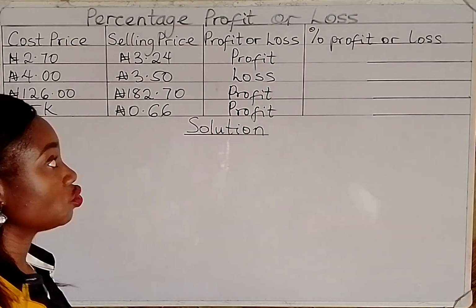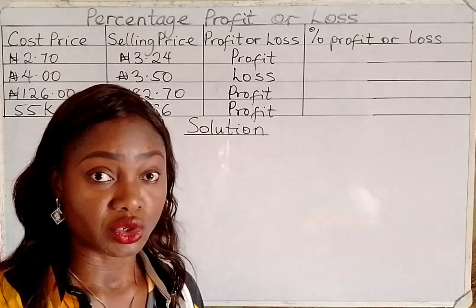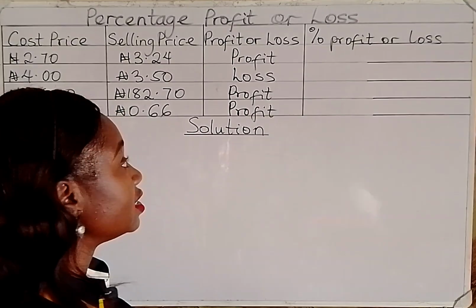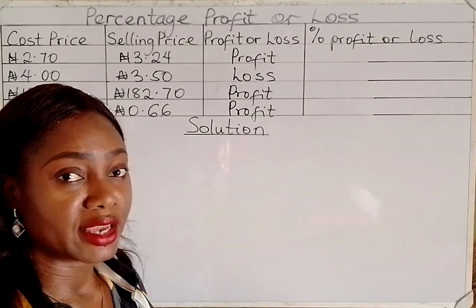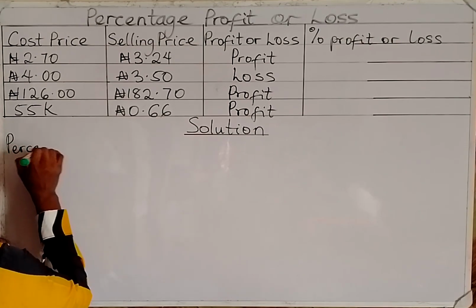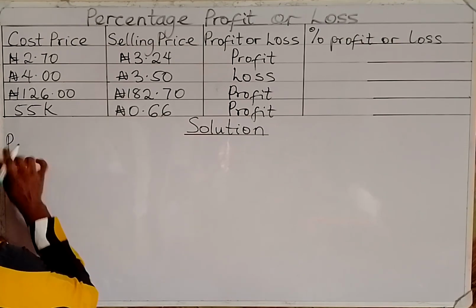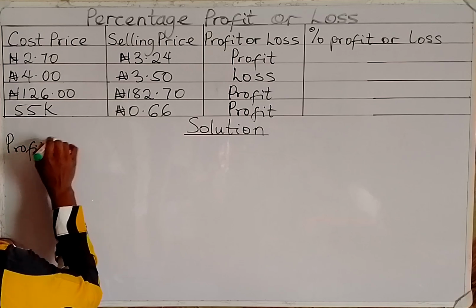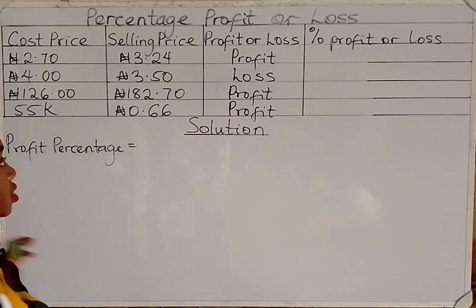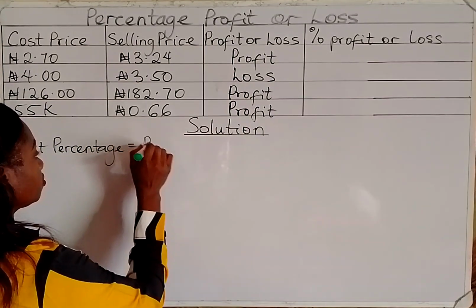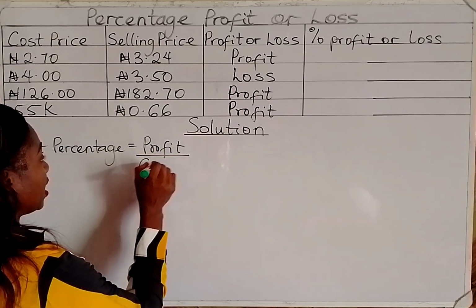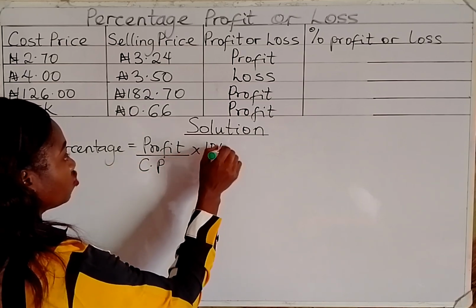Now, having figured out which of these got a profit or a loss, we need to find out the percentage of the profit and also the percentage of the loss. How do we find percentage profit? Profit percentage equals what? Profit divided by what? The cost price, times 100%.